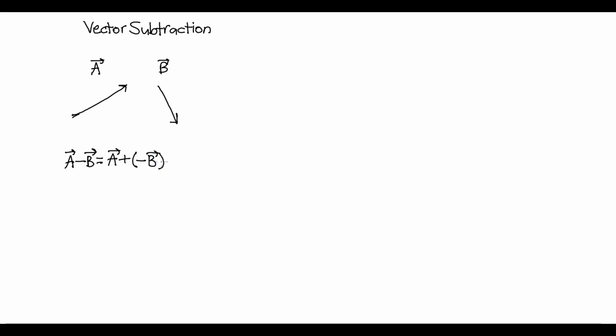A plus negative B. So negative B, if we remember from our video on scalar multiplication, the negative of a vector is just a vector whose sign is switched. So its direction is flipped. So that's the negative of a vector.